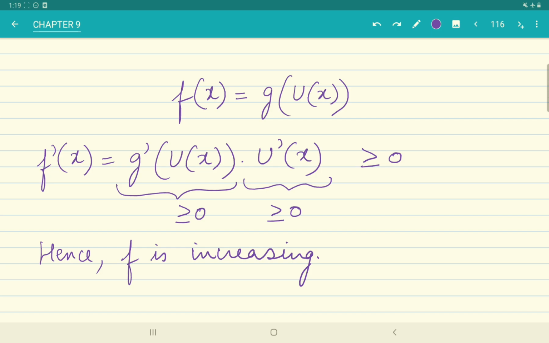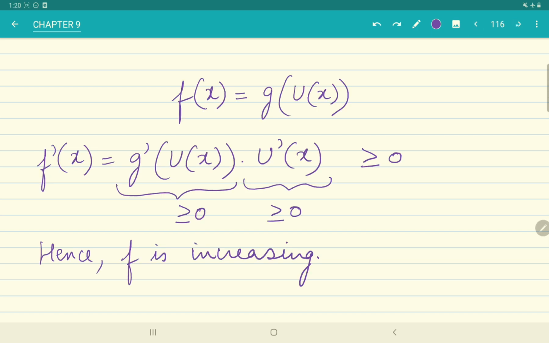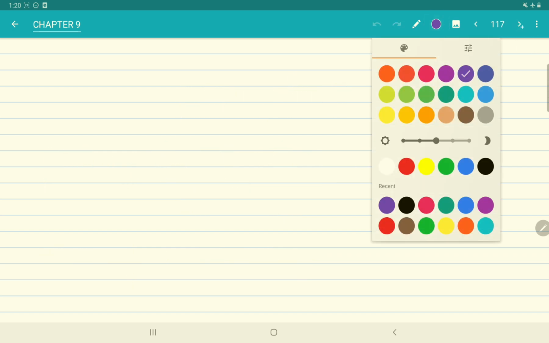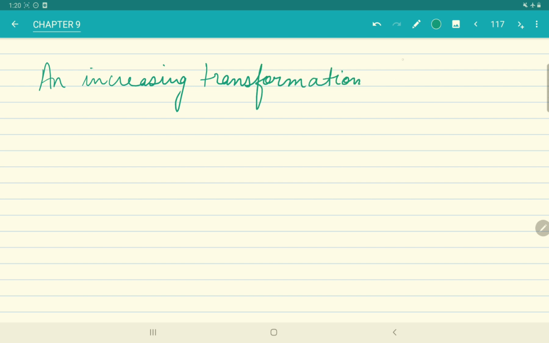So number one, given what we have analyzed till now, I can write: an increasing transformation of an increasing function is increasing.